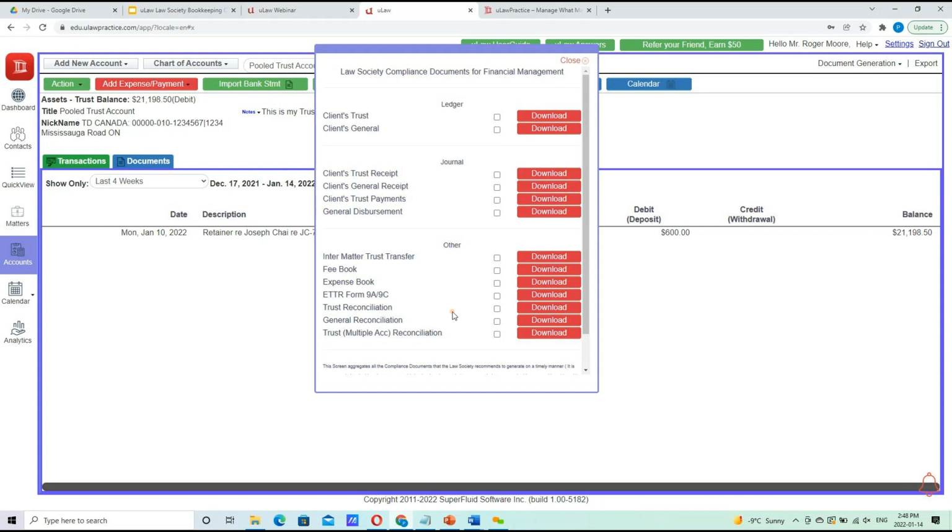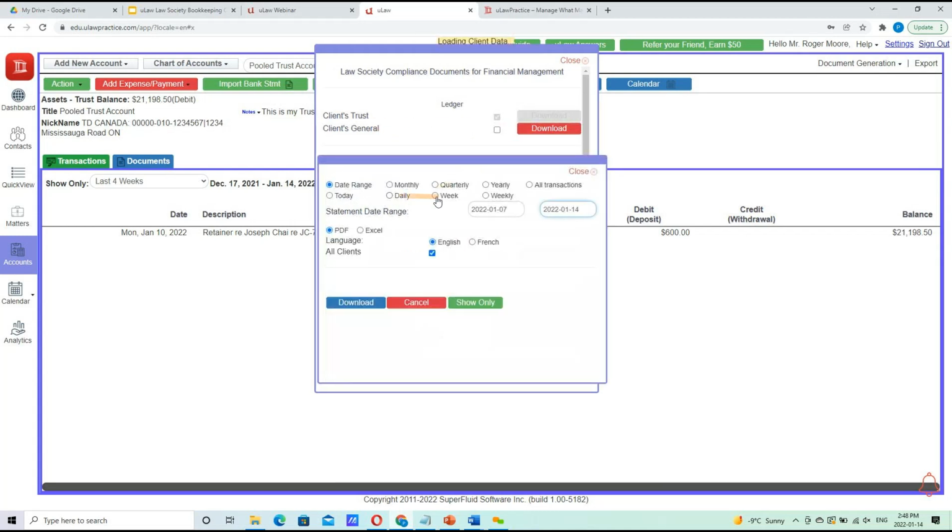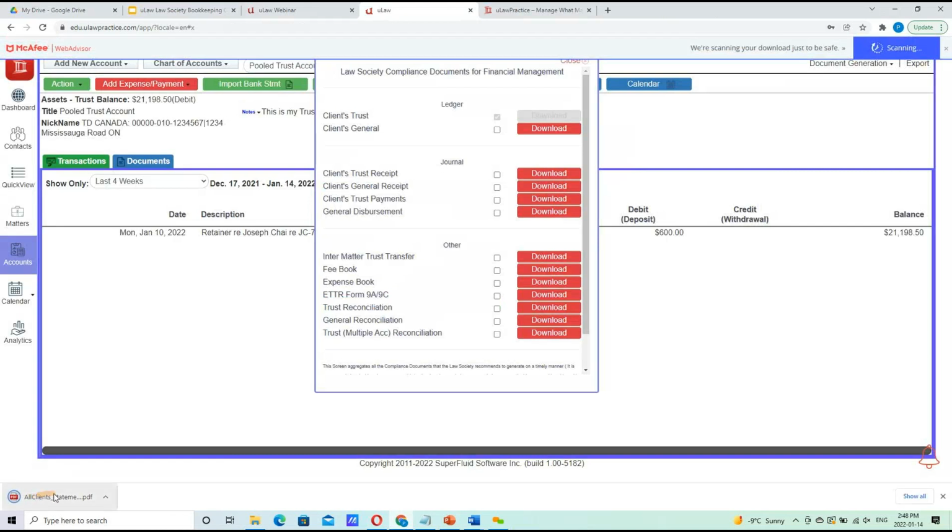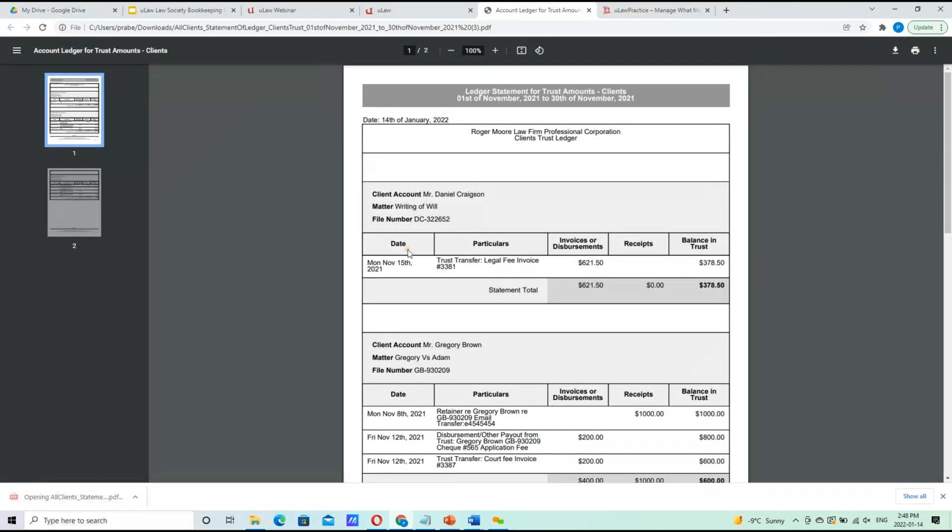We'll first start with the reconciliation process. Or in fact, let me start the way I started the presentation. Let me show you the ledgers and journals. So I'm going to click on the client trust ledger, and I'm going to do it for the month of November of last year. You can do this over any date range. So there you go, right away.